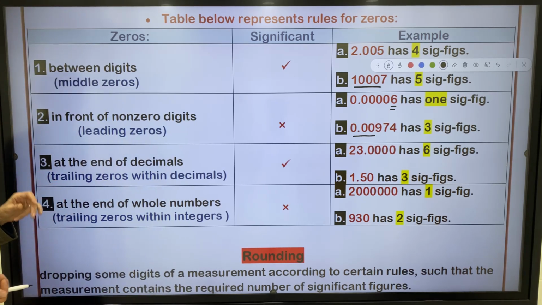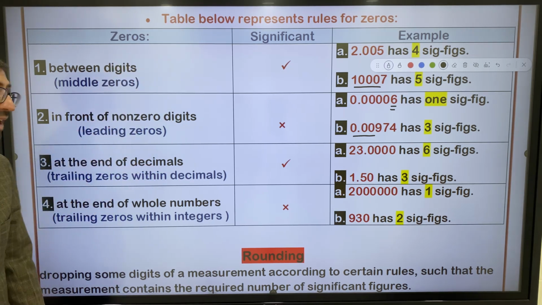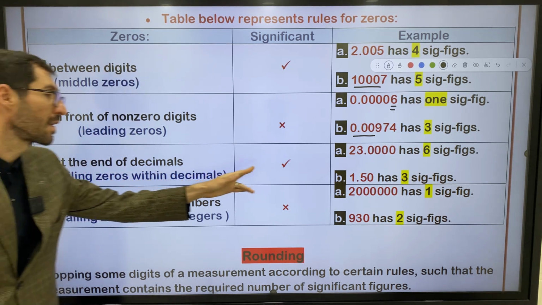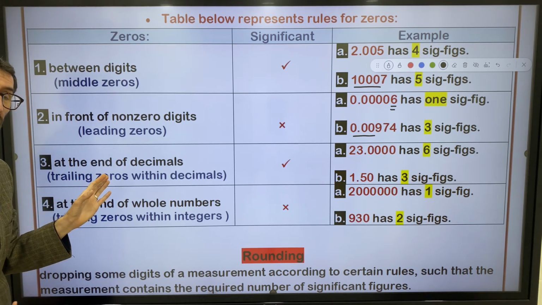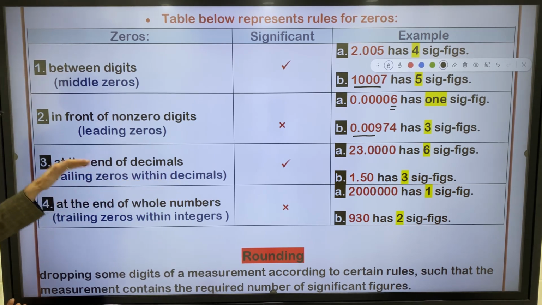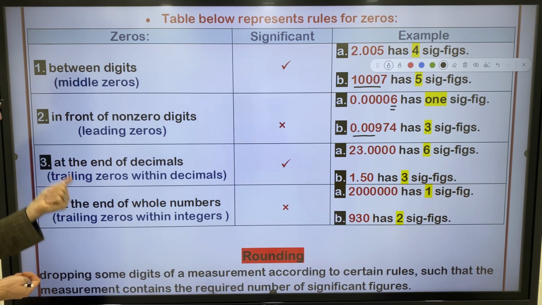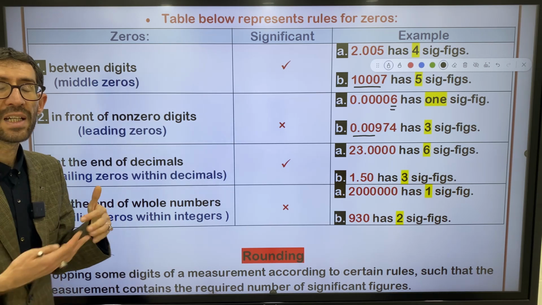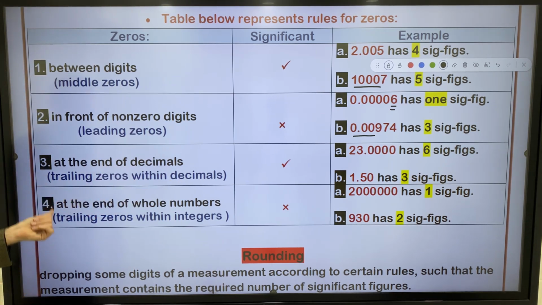Let's move on to another rule. Number 3, at the end of the decimals. Zeros at the end of the decimals are considered significant figures. We can name them trailing zeros within the decimals. So I separated into two parts. Numbers 3 and 4 are about trailing zeros, but number 3 is about trailing zeros within the decimals, and number 4 is about trailing zeros within the integers, the whole numbers.